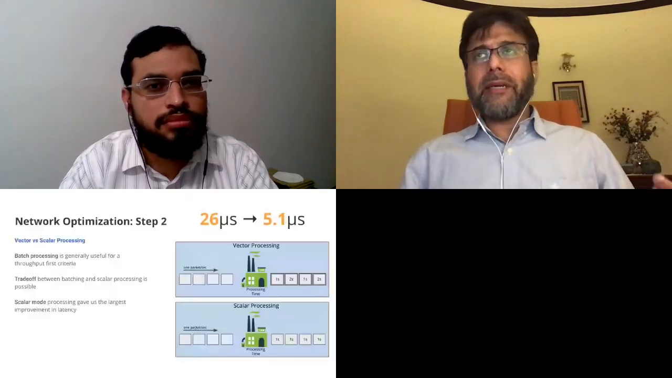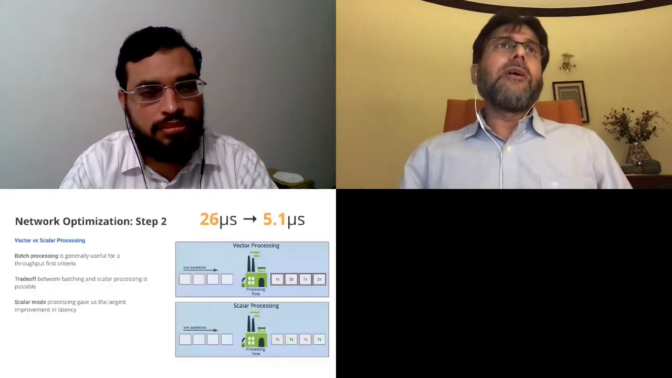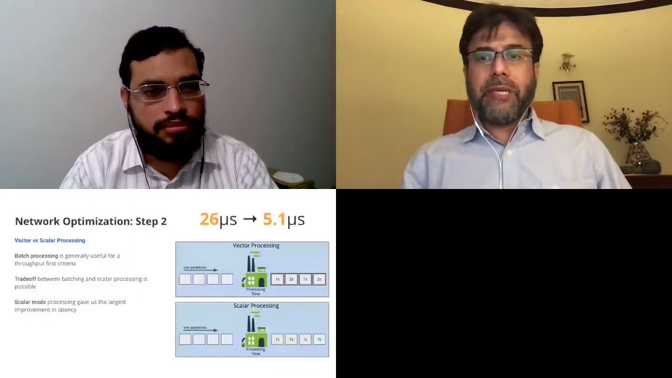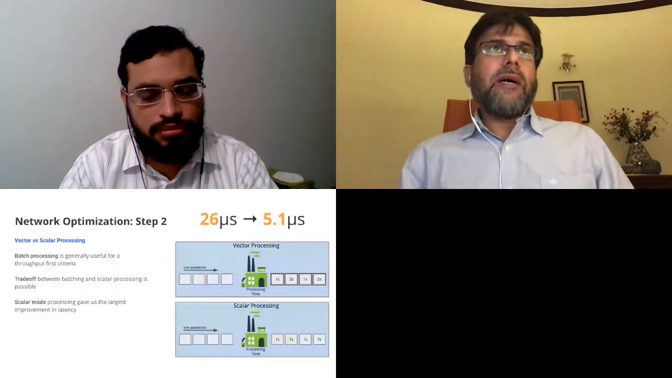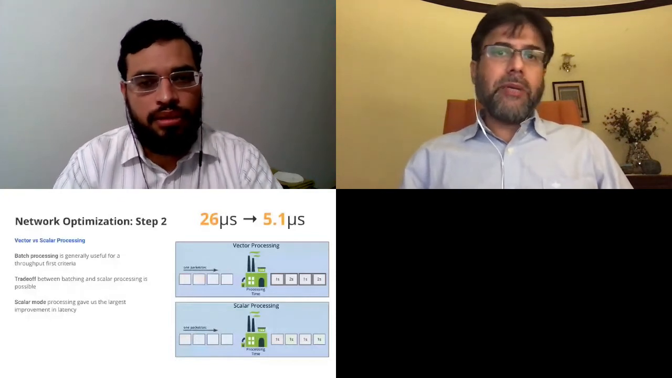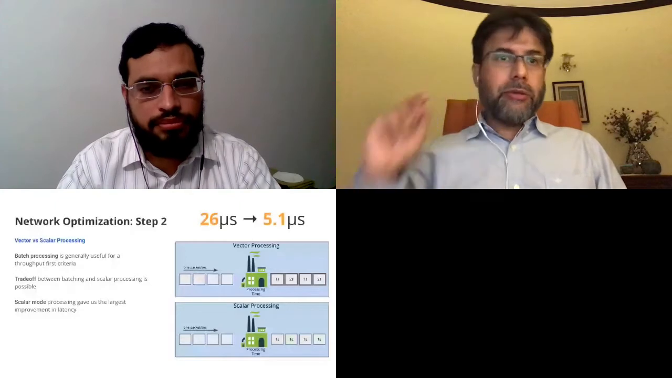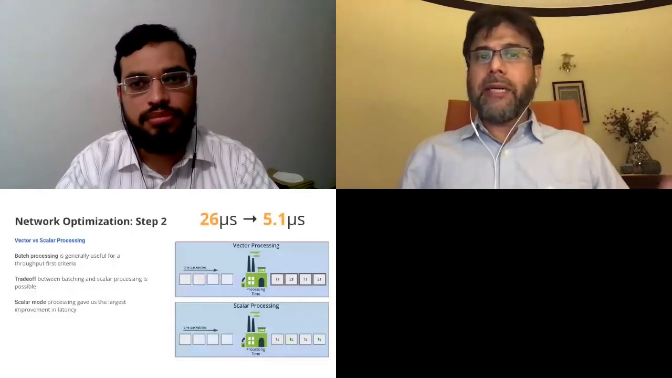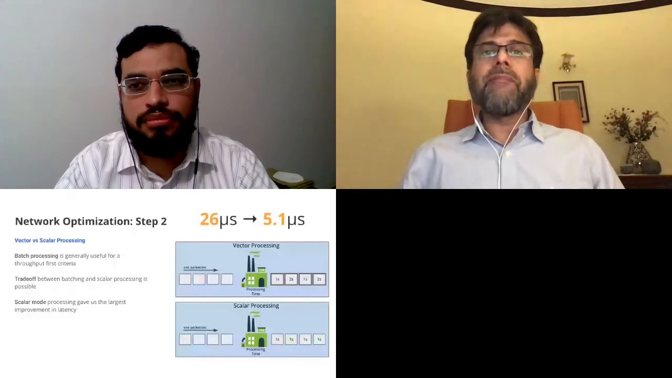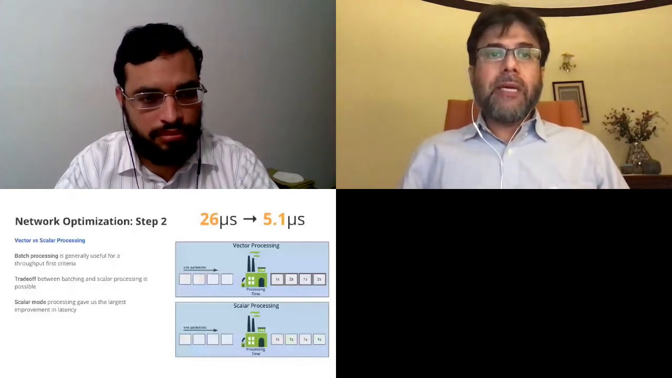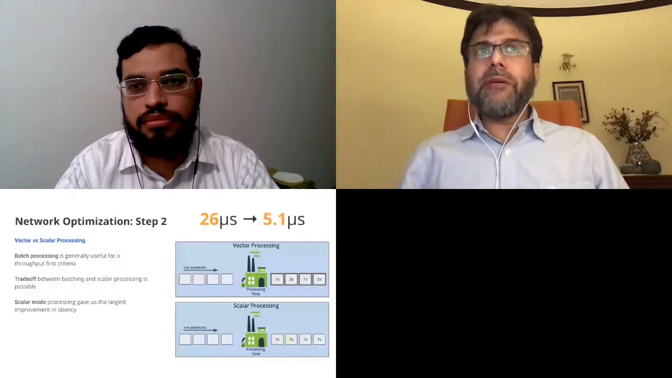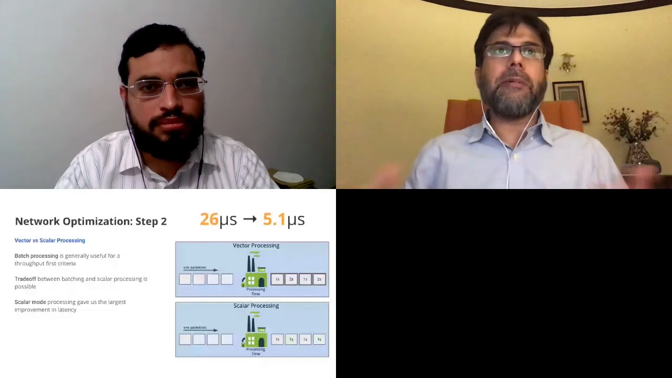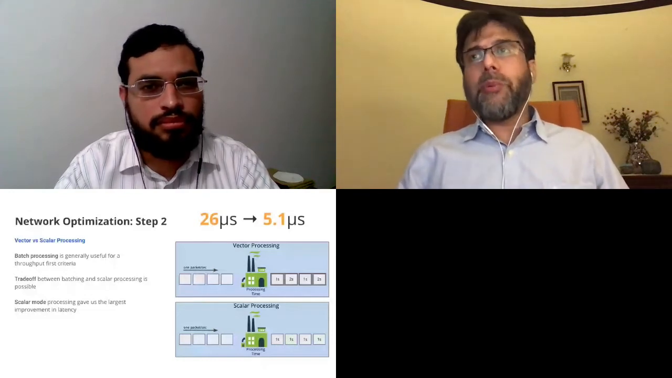So we knew that we needed to dig a little deeper, go inside DPDK and try to tune things and see whether we could get to our goals. When you look at DPDK, you can quickly see that batch processing is sort of the workhorse in DPDK, and rightfully so. It works really well for a throughput first criteria. But for ultra low latency, we quickly saw that there is room to make a trade-off between batch processing and scalar processing. And that's exactly what we did.